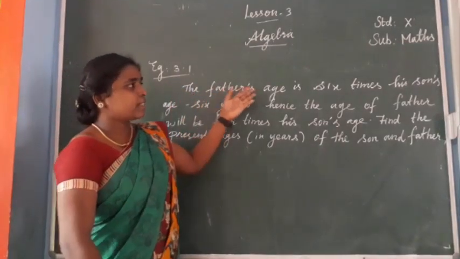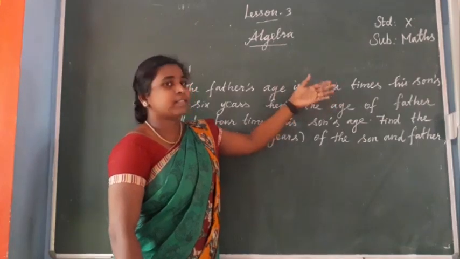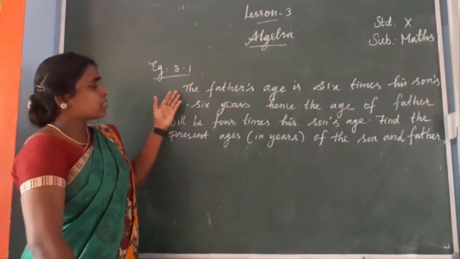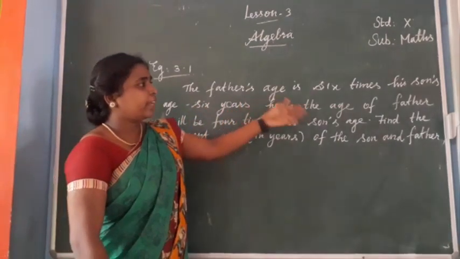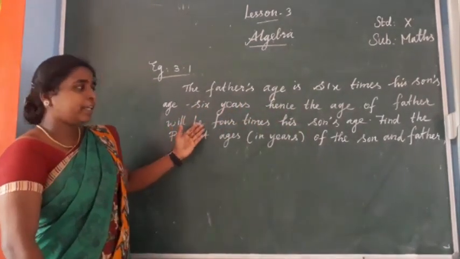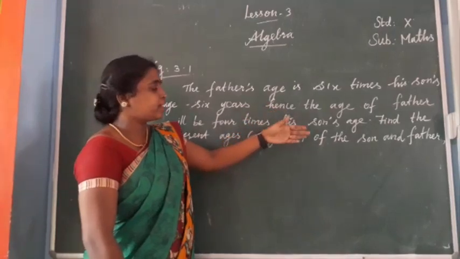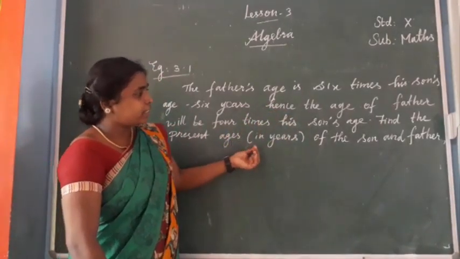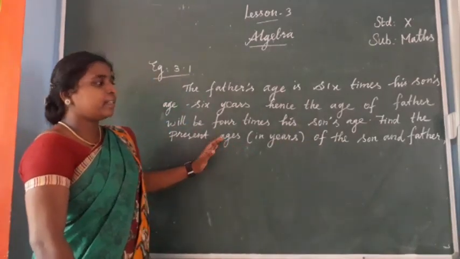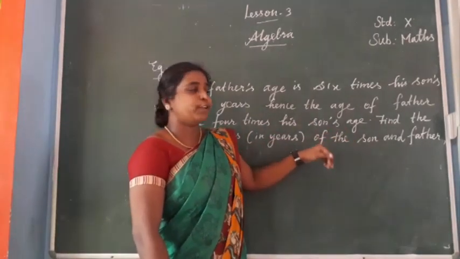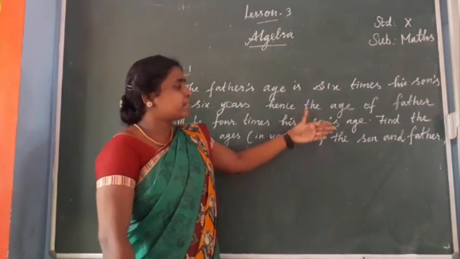The father's age is 6 times his son's age. This is the first condition. Next condition is, 6 years hence the age of the father will be 4 times his son's age. Find the present ages in years of the son and father. So we don't know the present ages of the son and father, and we want to find them.